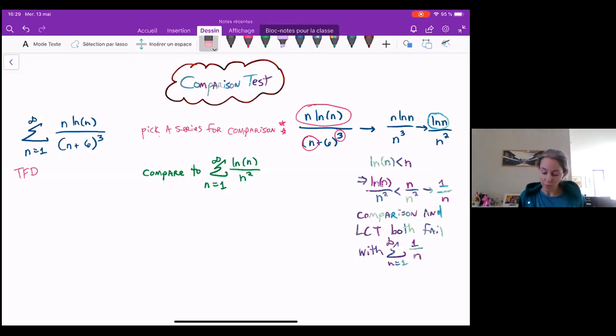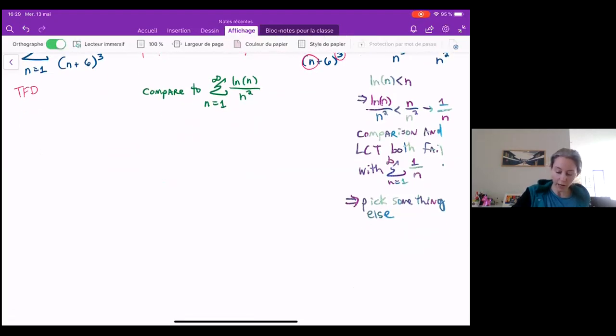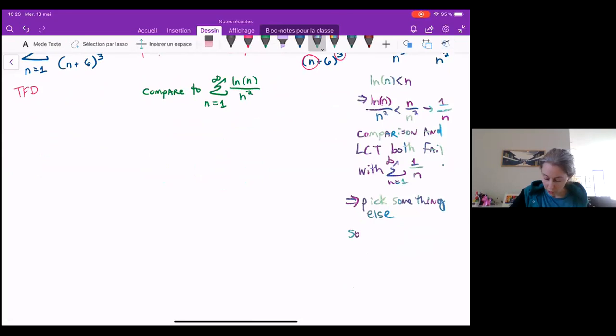Okay, so that said, you might go back and say, pick something else. The comparison failed there, so maybe I could just compare to 1 over n squared. So what about comparing to the sum of 1 over n squared? Well, it turns out that that is going to fail as well. So we know that 1 over n squared, the series is a p-series. P equals 2, which is bigger than 1, so it's a p-series that converges.